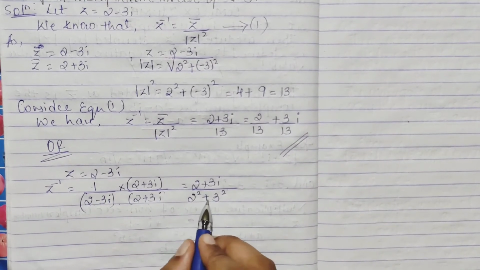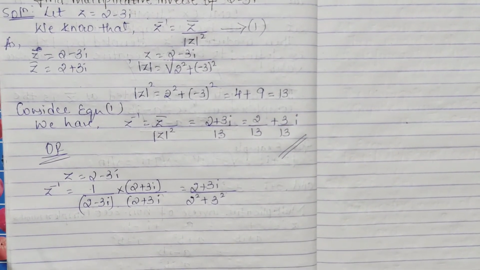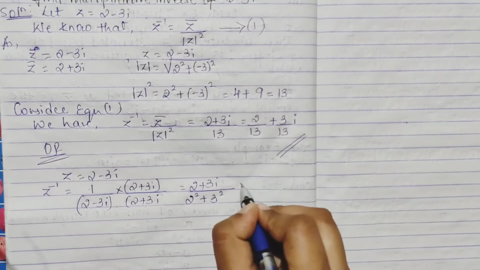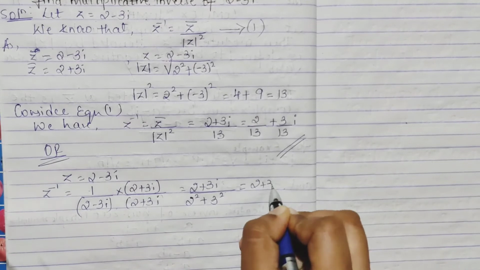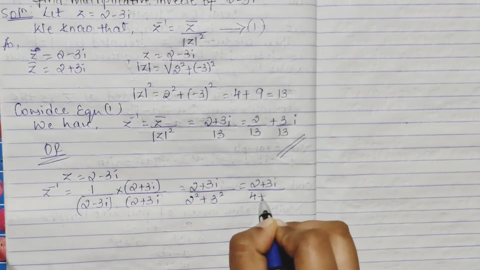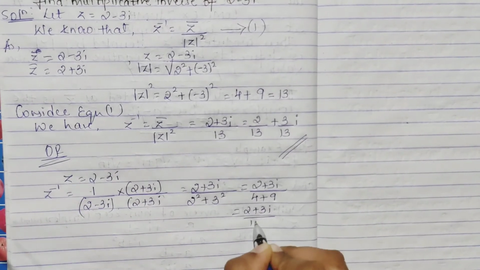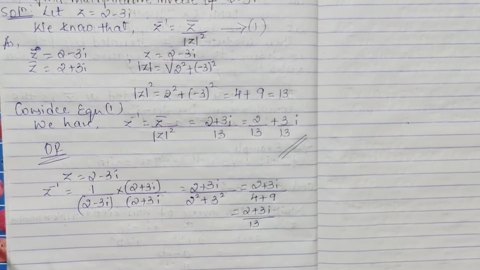So directly I will write a square plus 3 square. I have already explained this in previous examples, so again I won't write it. So what you get? 4 plus 9, which is 13. So 2 plus 3i by 13. Same like above we have got.